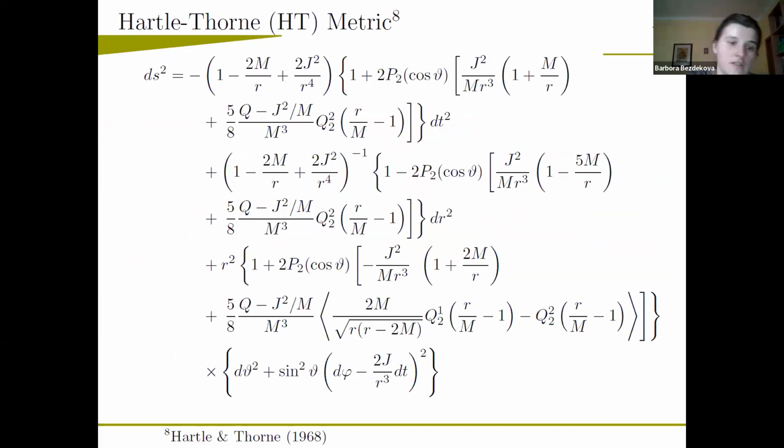Another case that would be nice to study, and actually Professor Bichak wanted me to study, was the Hartle-Thorne metric, which is usually used for the neutron star description. You can see already from here that it is much more complicated than the Kerr metric. What is the most substantial thing here is that this new parameter Q enters, which corresponds to the quadrupole moment. It is a new parameter which enters the metric. And the question which Professor Bichak wanted me to answer was how the presence of this quadrupole moment changes the light trajectories and light bending.